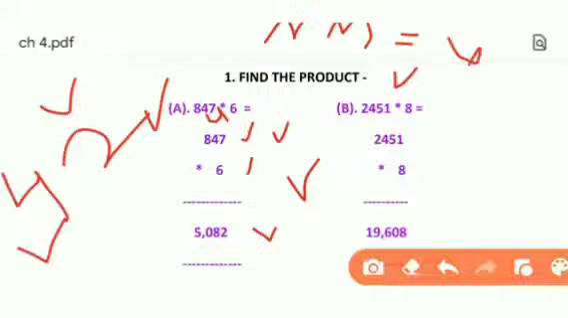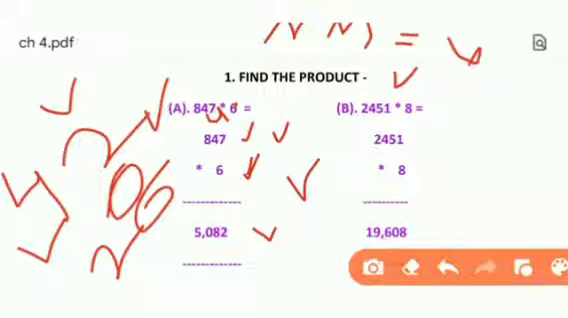Now we will multiply 6 and 4. The answer is 24 and 4 is carry. Then the answer is 28. So 8 we will write here and 2 here as a carry. Now we will multiply 8 and 6. The answer is 48 and 2 is carry. Then the answer is 50. So this is the way how you will multiply.